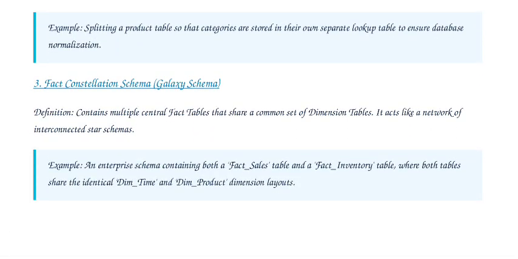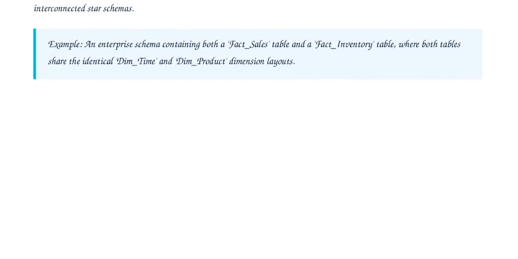Next, there comes the fact constellation schema. The fact constellation schema can also be called the galaxy schema. It contains multiple central fact tables that share a common set of dimension tables. It acts like a network of interconnected star schemas.